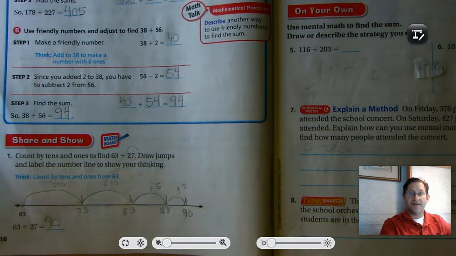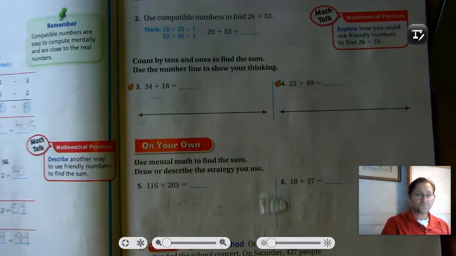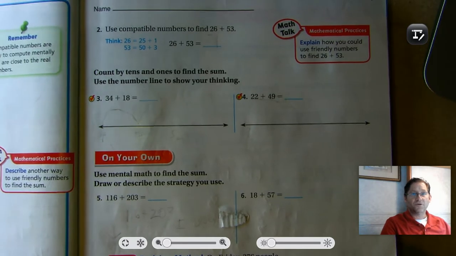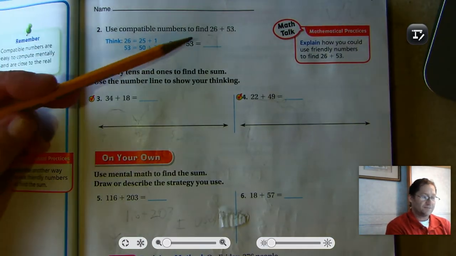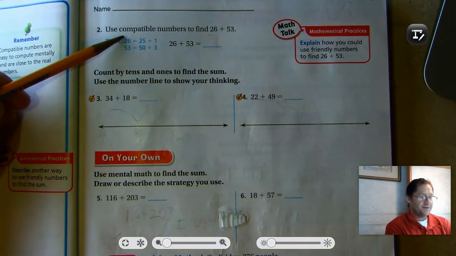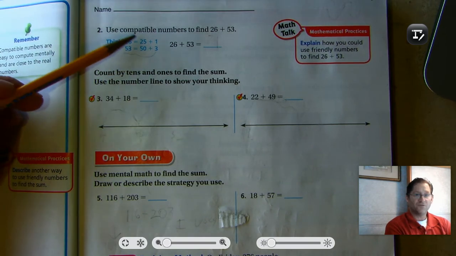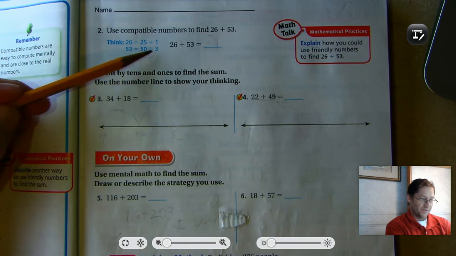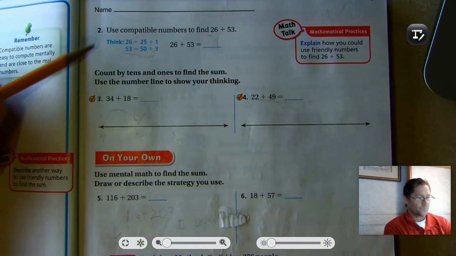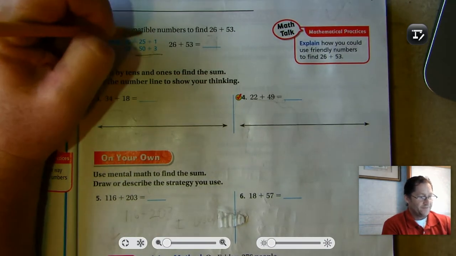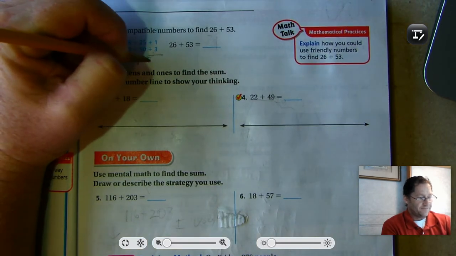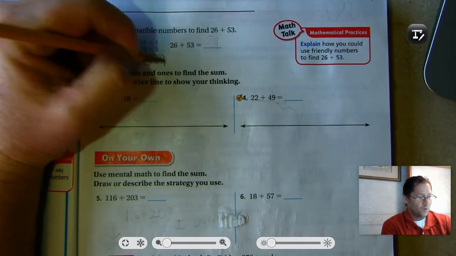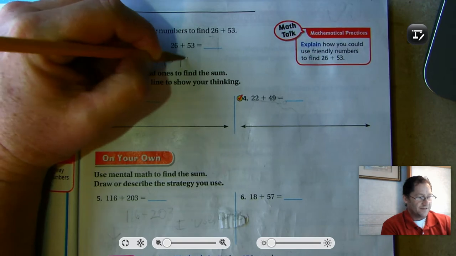Okay, let's continue on to page 19. Use compatible numbers to find 26 plus 53. And here they're saying, let's think of 26 as 25 plus 1 and 53 as 50 plus 3. So in that case, 50 and 25, 75 plus 4. Put those together, we get 79.